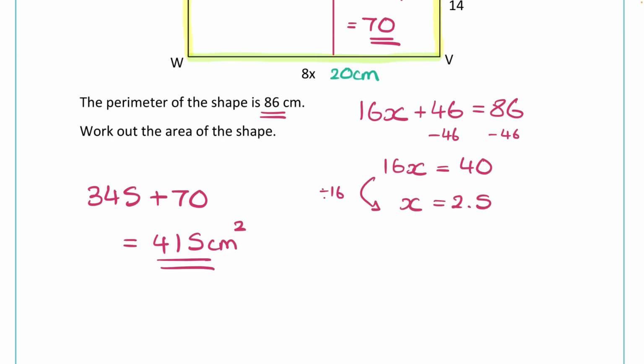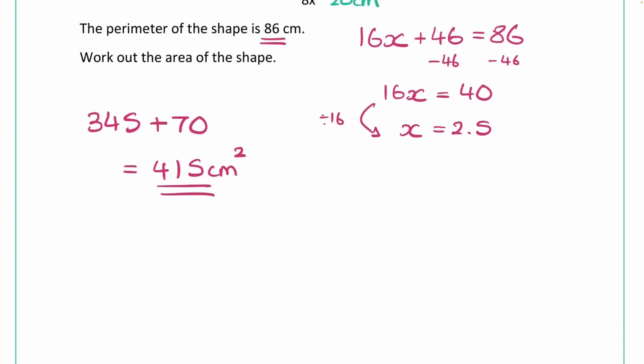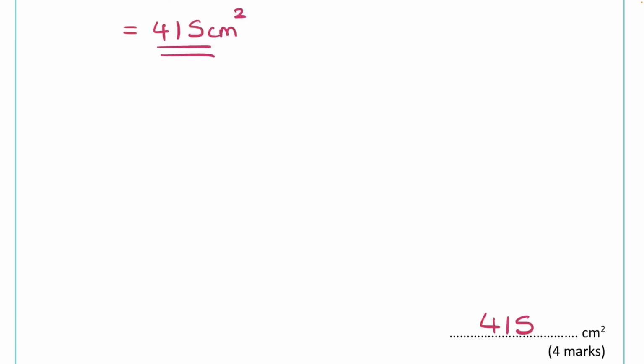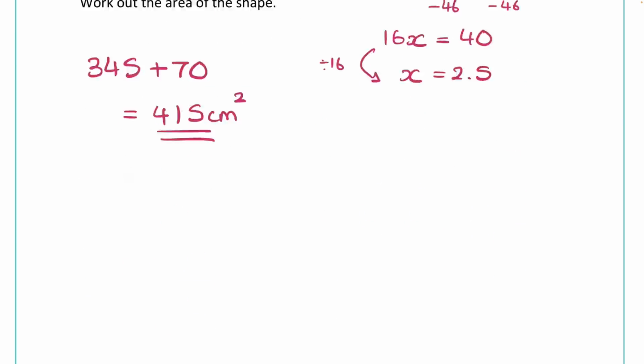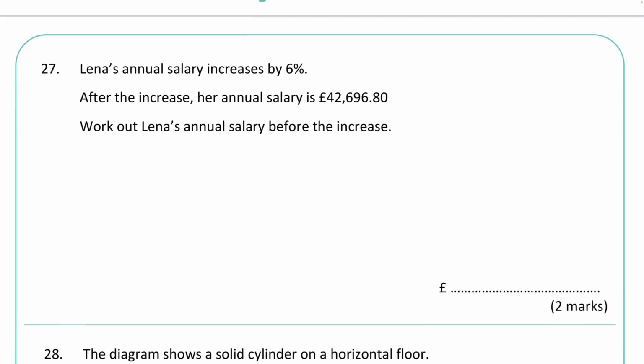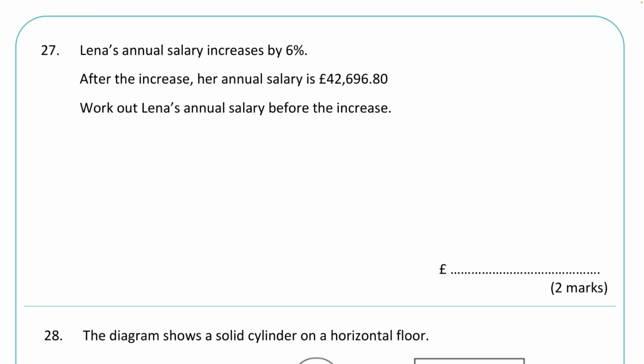And there we go, 415 centimetres squared is our final area of the overall shape. So this does have the units on there, so 415, and there we go, there's our final answer. And that was looking at some forming and solving equations with a compound shape. Okay, so our next question is a reverse percentage.